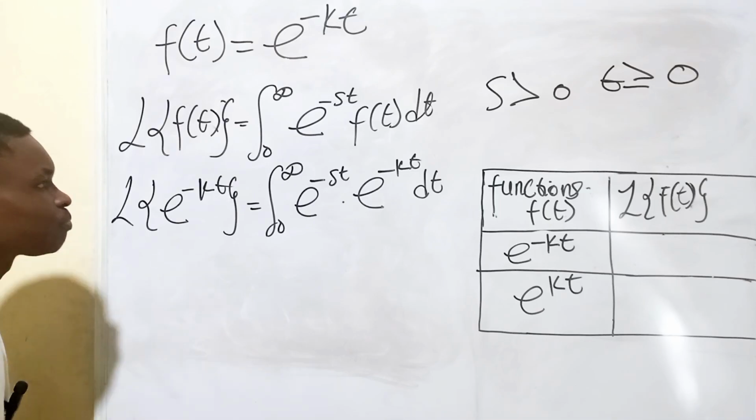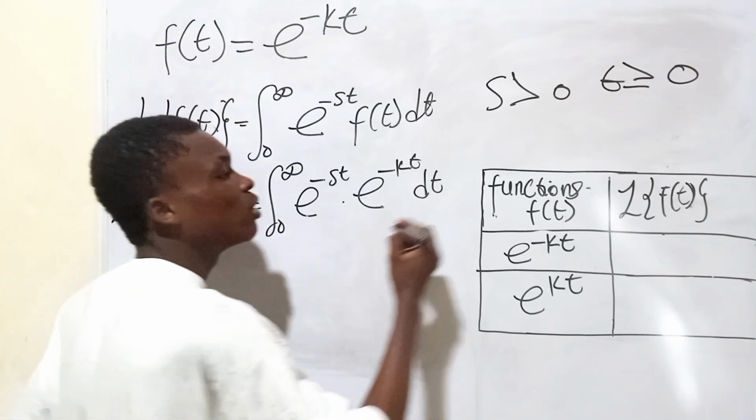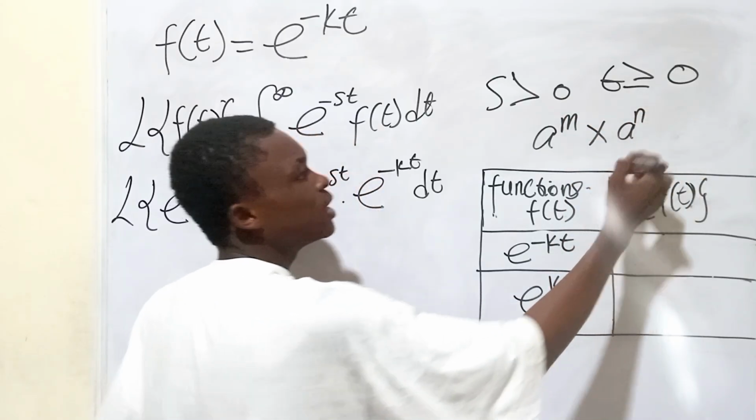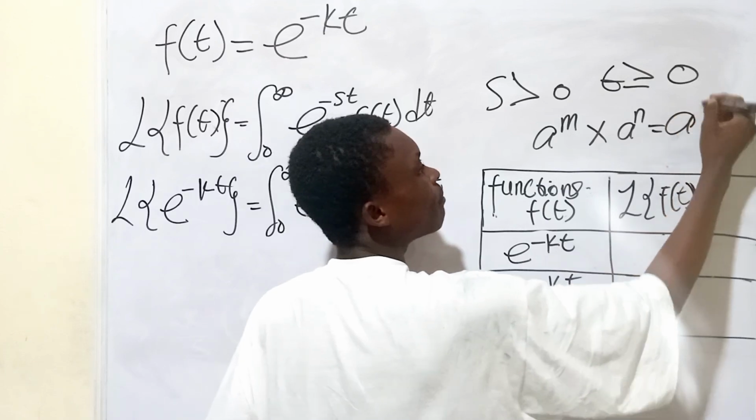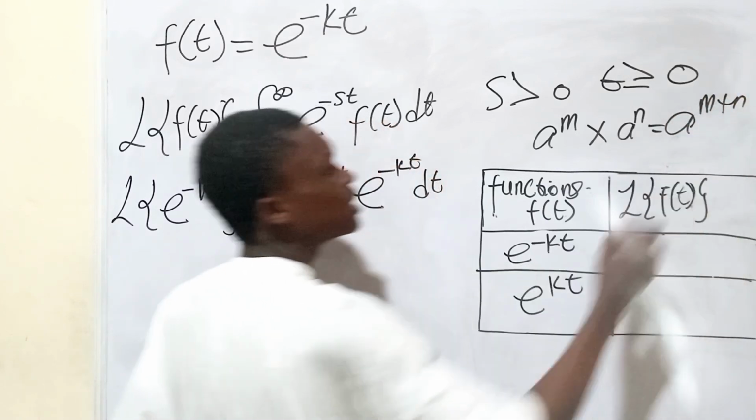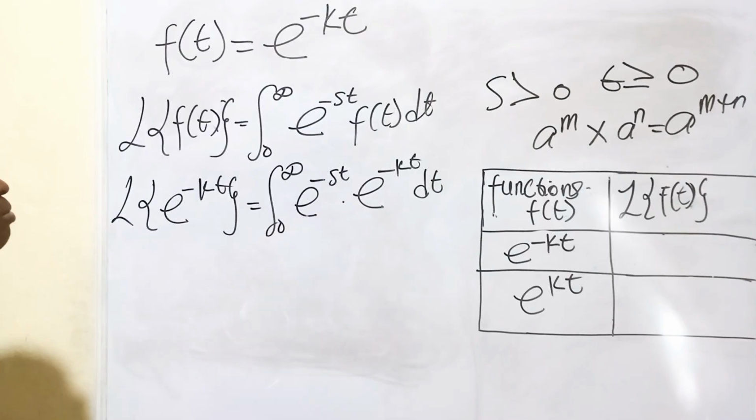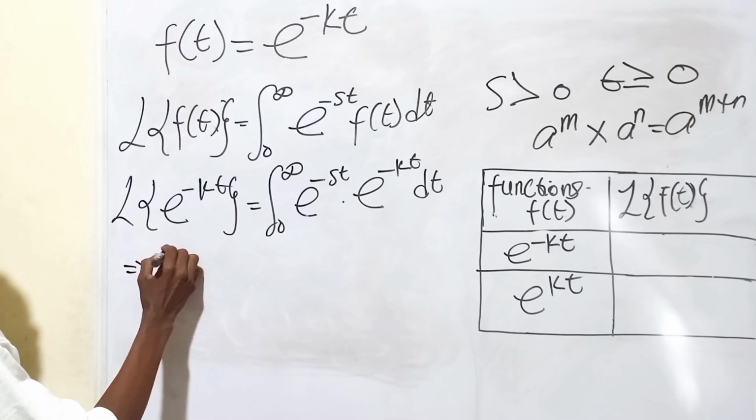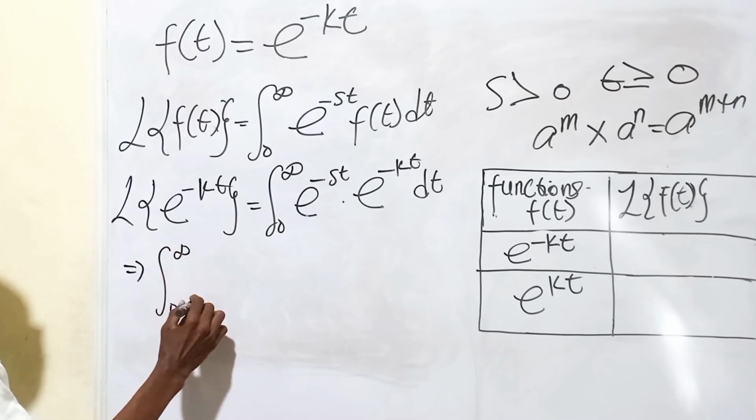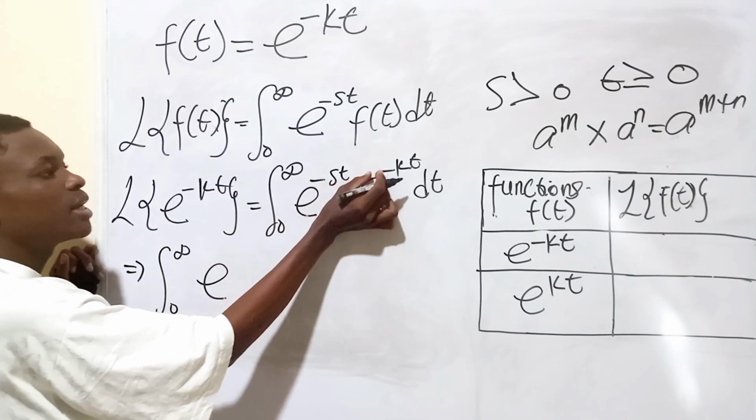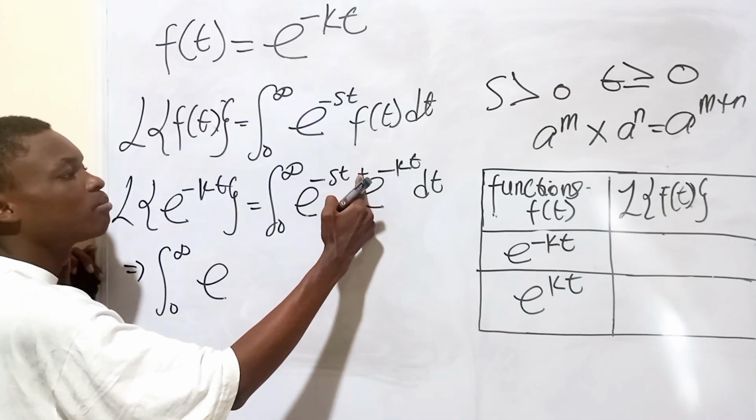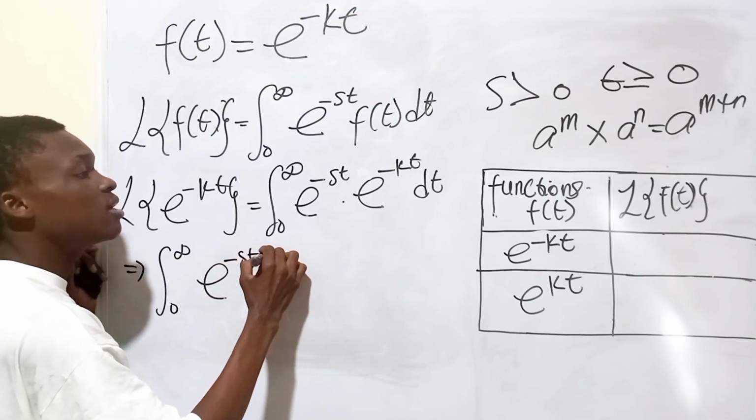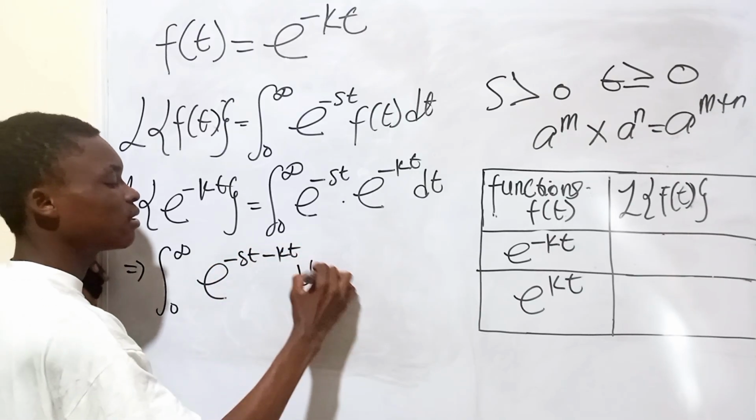The next step is to use the multiplication law of indices. If we have a to power m times a to power n, since the bases are the same, we take one of the base and add the powers. So this implies the integral from 0 to infinity of exponential, and if we are adding these, it becomes minus st minus kt, then dt.